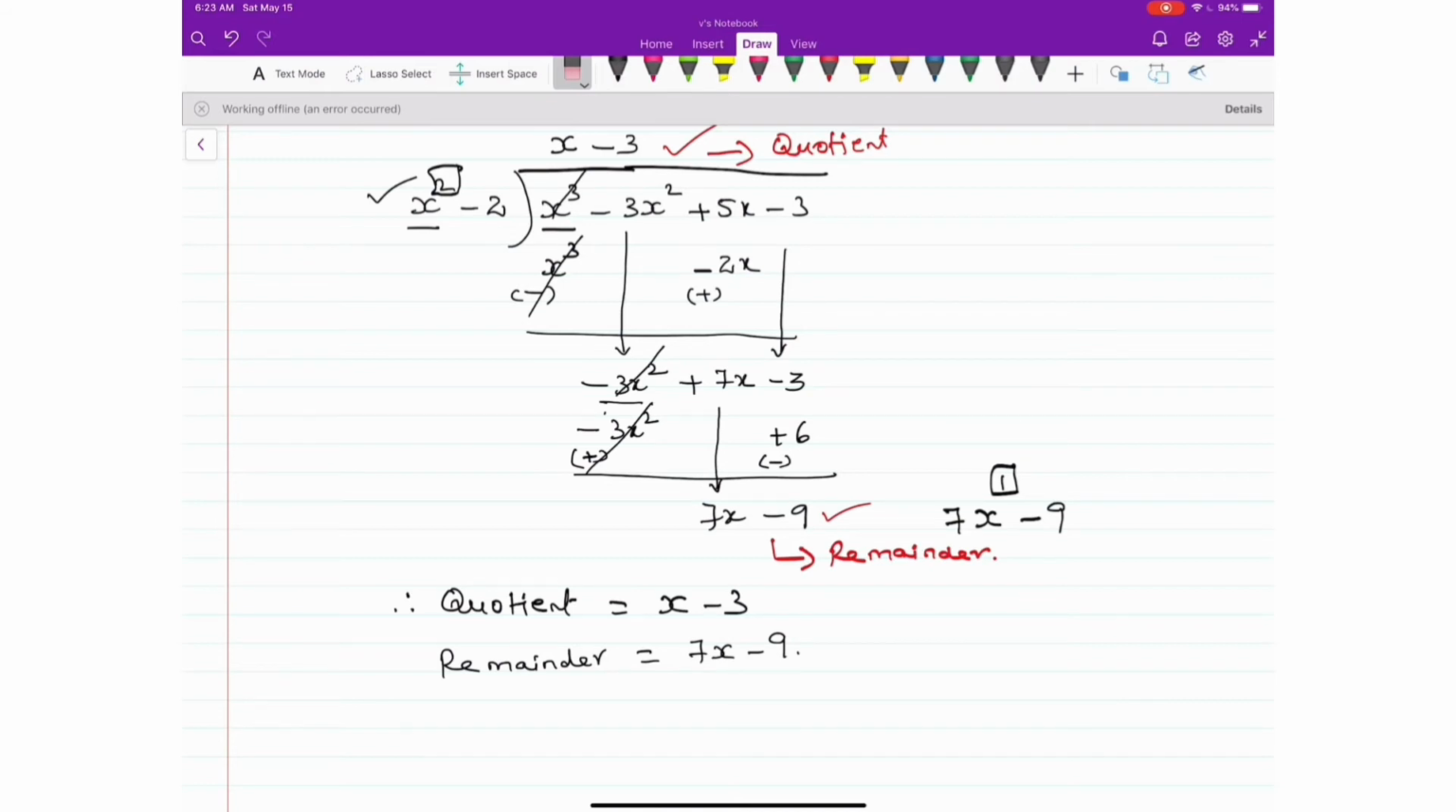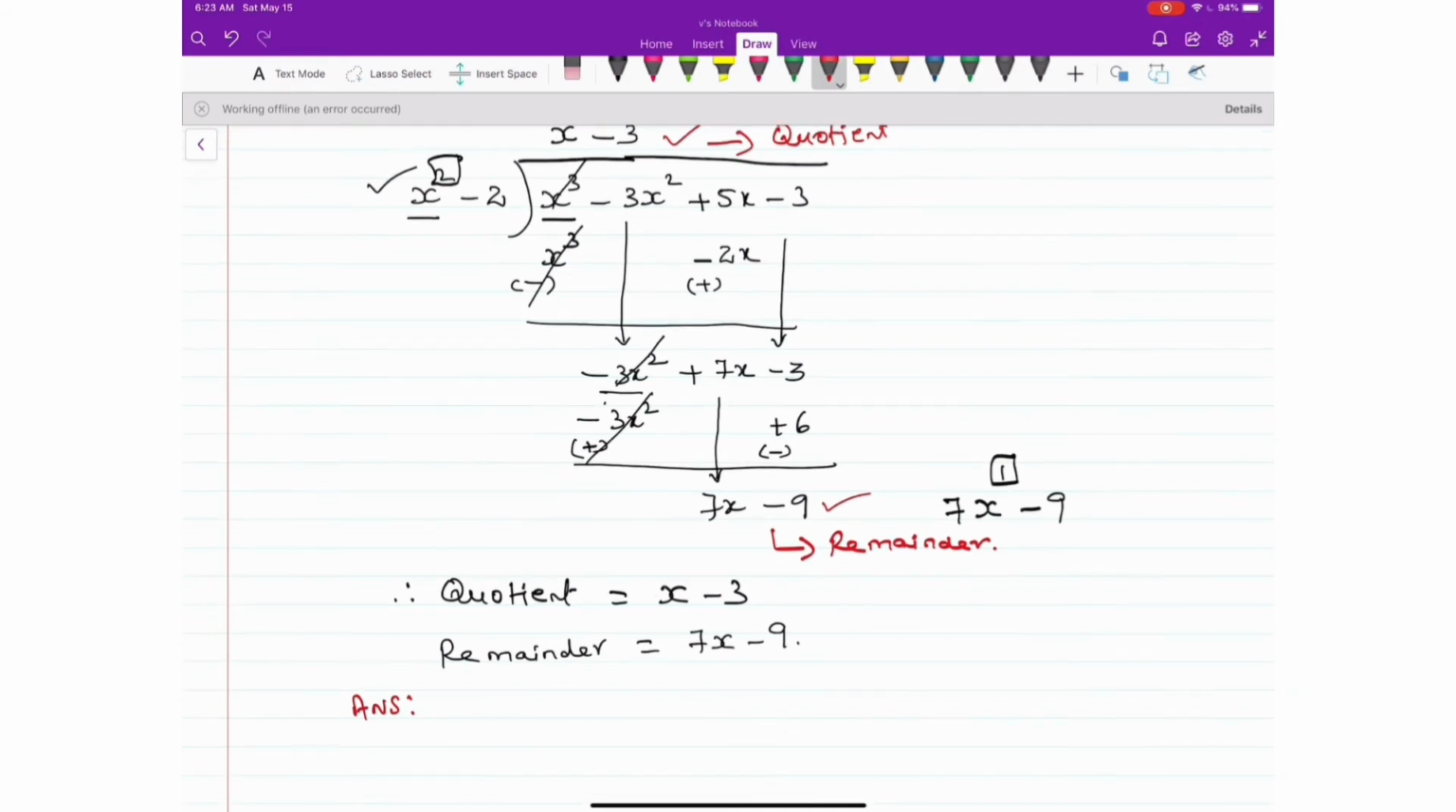So, answer, we have to write both the points. Quotient is equal to x minus 3, remainder is equal to 7x minus 9. This is how you will be concluding your final answer.